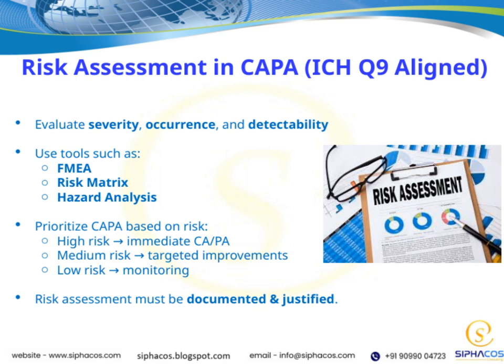High risks require immediate corrective or preventive actions, so we jump right into those. Medium risks are addressed with targeted improvements, and low risks are monitored over time. It's crucial that our risk assessments are well documented and justified, so there's a clear rationale behind every decision. This approach aligns with ICH Q9 guidelines, ensuring our risk management is thorough and consistent throughout the CAPA process.